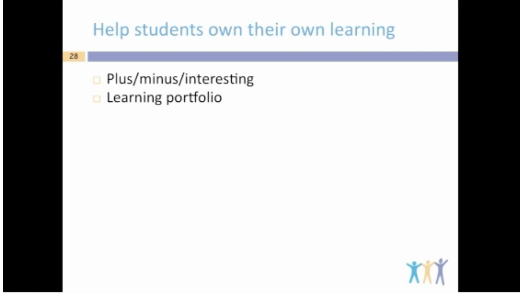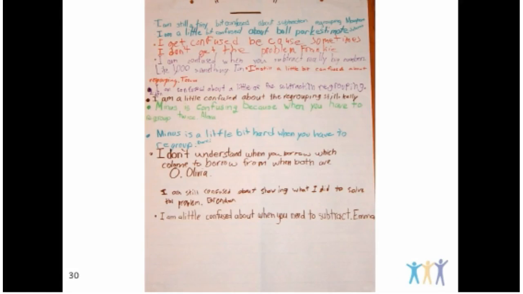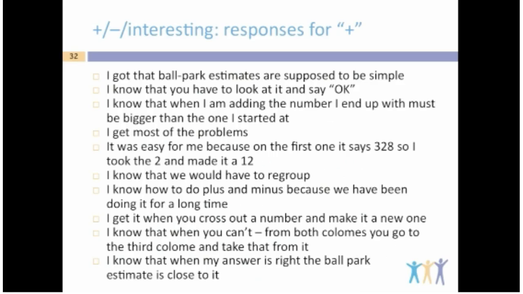The plus flip chart is for writing anything they found easy. The minus flip chart is for anything they found difficult. And the interesting flip chart is obviously for anything they found interesting. And so here are some pictures of the charts. Here's the plus chart, there's the minus chart, and there's the interesting chart. And obviously, depending on which sort of screen you're seeing these on, those might be hard to read. So I've transcribed them for you here.